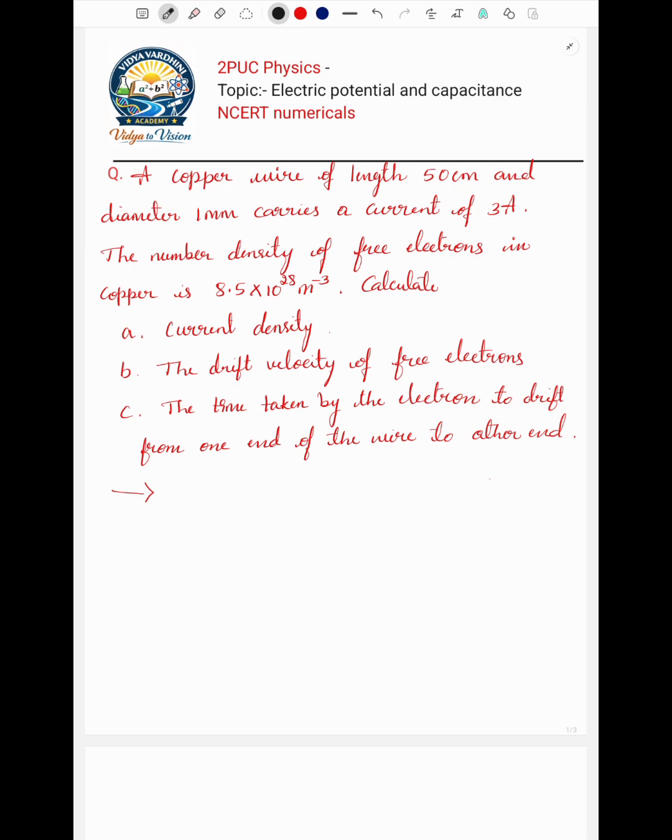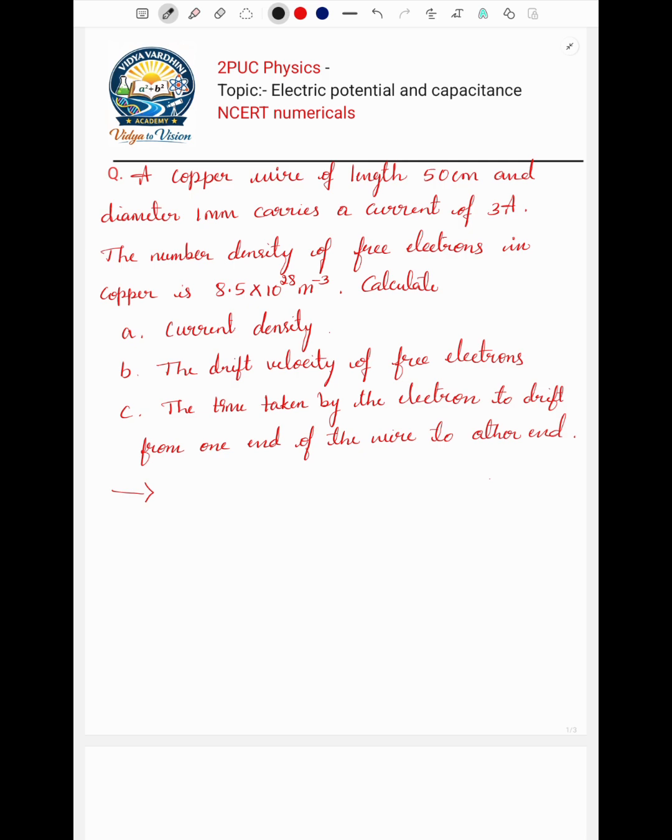Today we will discuss a problem from the chapter Electric Potential and Capacitance. The problem is like this. A copper wire of length 50 centimeter and diameter 1 millimeter carries a current of 3 amps. The number density of free electrons in copper is 8.5 into 10 raised to 28 per meter cube. Calculate: the first one is current density. Second, we have to calculate the drift velocity of free electrons. Third, we have to calculate the time taken by the electrons to drift from one end to the other end. Okay, this is the problem they have given.